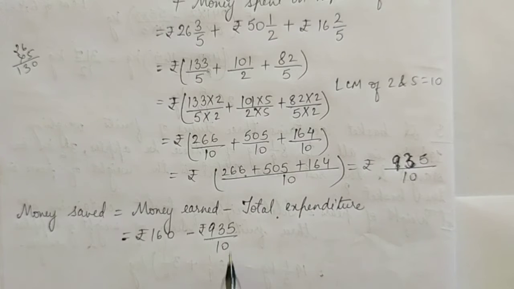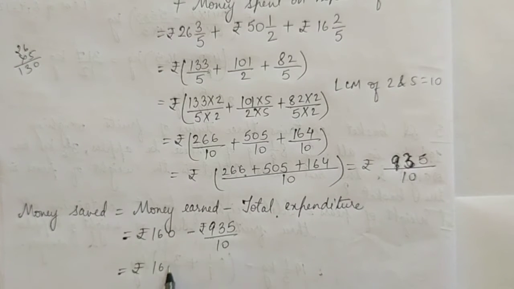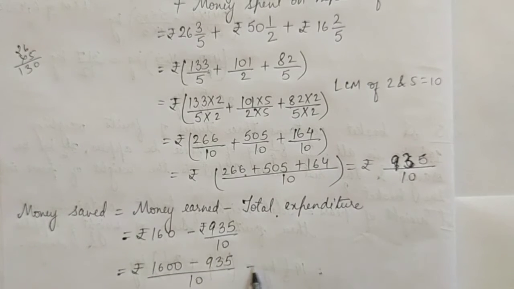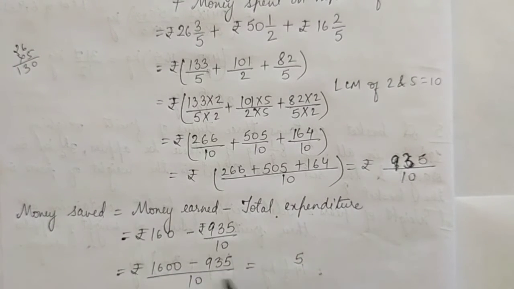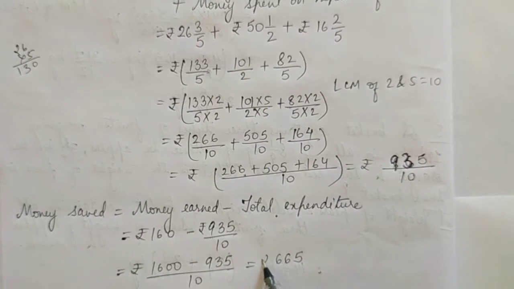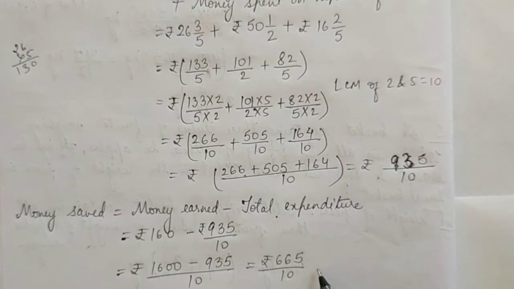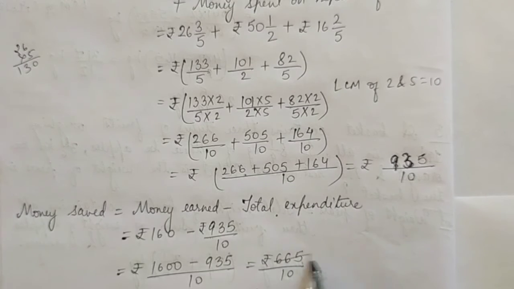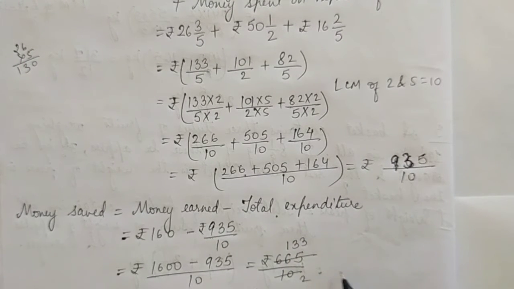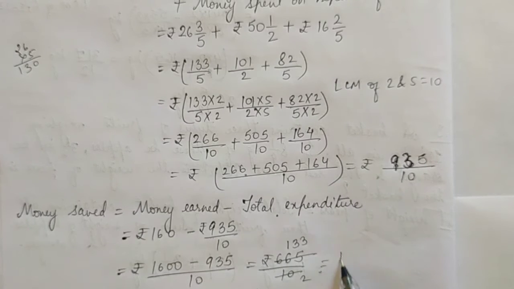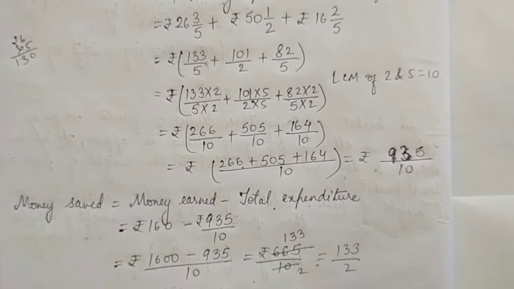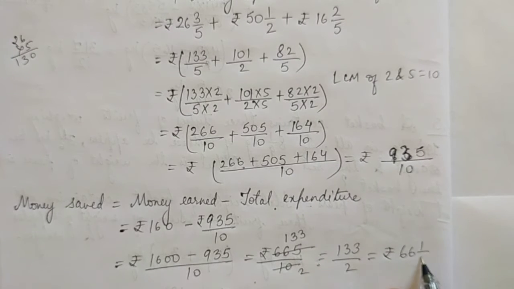So we can take the LCM again. Here it is 1, here it is 10, so it will be 1600 minus 935 upon 10, and it comes to 665 upon 10. So we can cancel it by 5. 5 ones are 5, 5 threes are 15, 5 threes are 15, and 2. So 133 by 2. We can convert it into a mixed fraction, so it is rupees 66 1 by 2.